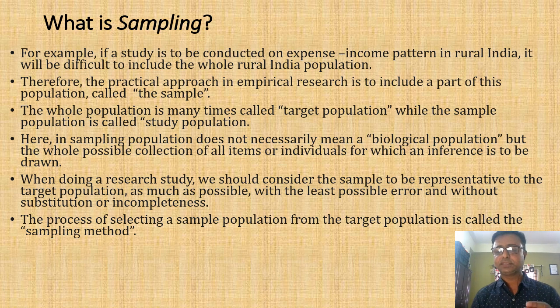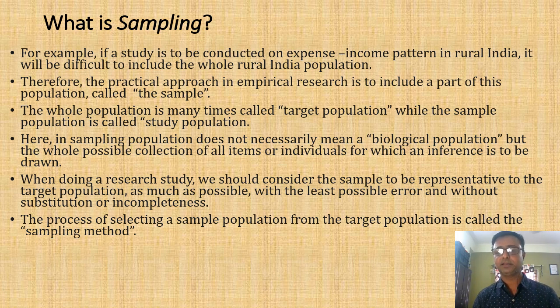I also emphasize that when we use the term population, it comes to our mind that we are talking about a biological population, but that is not the case when we are talking about sampling. Here, the population means the whole possible collection of all items or individuals from which we are going to draw an inference. And when we are doing a research study, we should consider the sample to be representative. So when we draw a sample from the population, it gives an inference which can apply to the entire population.